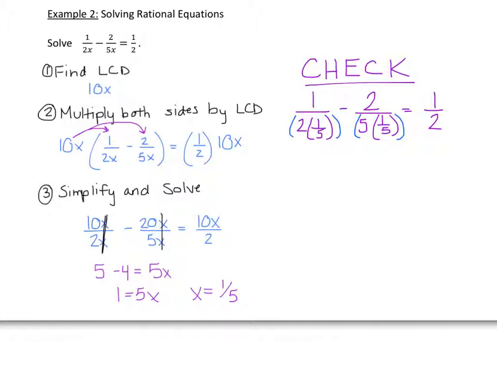So let's see, right here, what happens with 5 times 1/5? It cancels out, so that's really just -2. So we need to deal with that first part. 1 divided by 2 times 1/5. The 2 times 1/5 is like 2/5. And 1 divided by that is the same thing as flipping, doing the reciprocal. So it's 5/2.